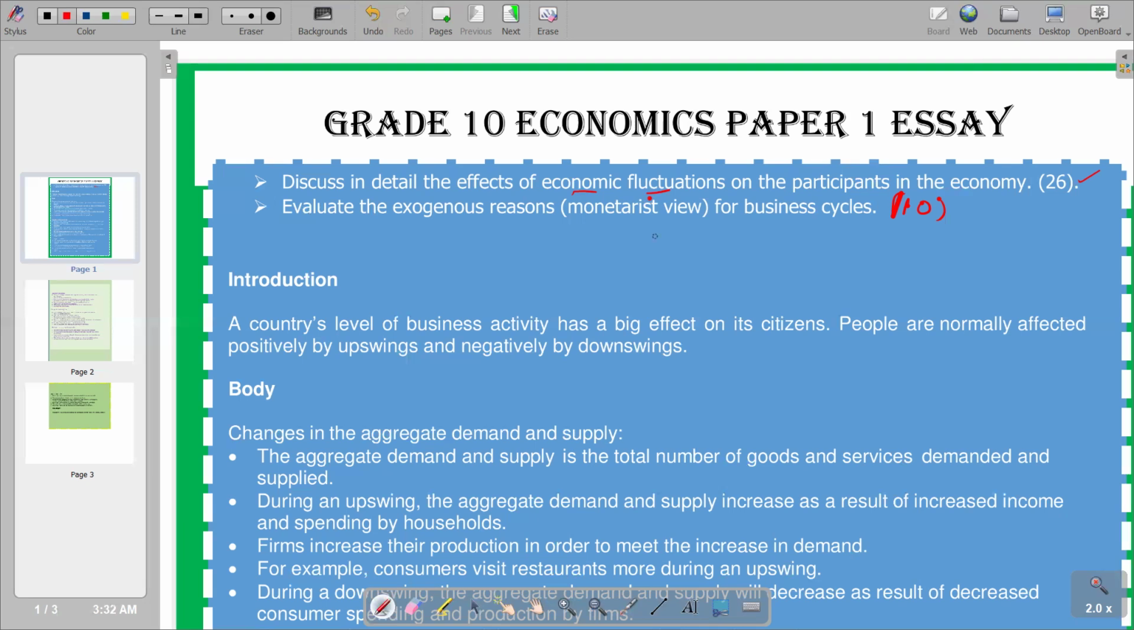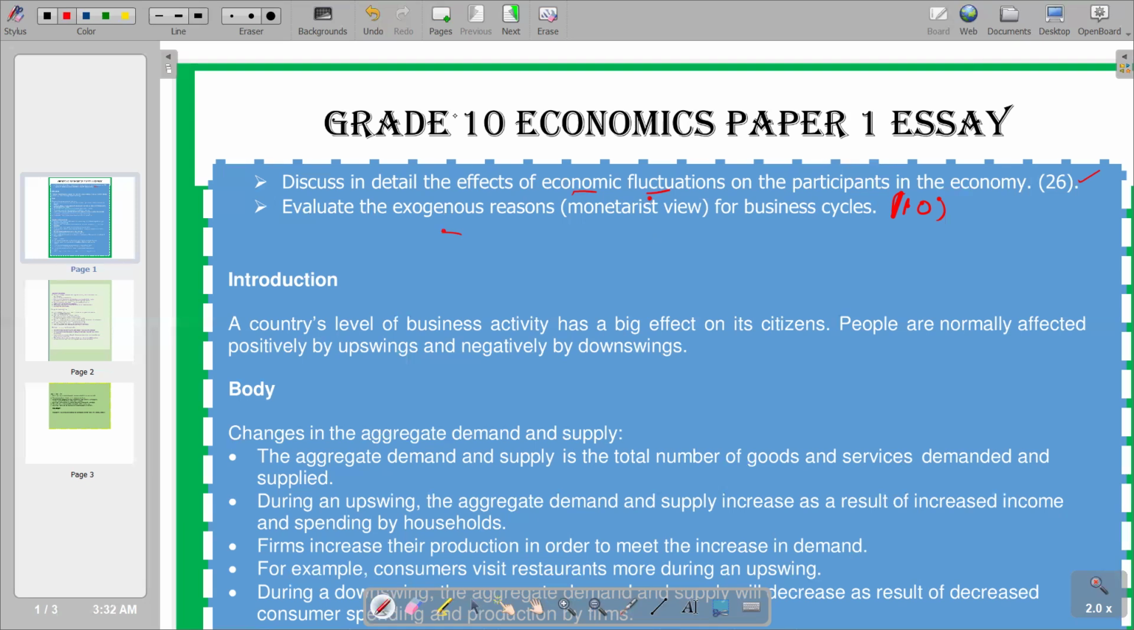Evaluate the exogenous reasons in brackets monetary review for business cycles. So exogenous reasons also, we can try to understand what are exogenous reasons for business cycles. These exogenous reasons for business cycles are factors that influence the business cycles from outside the economic system.